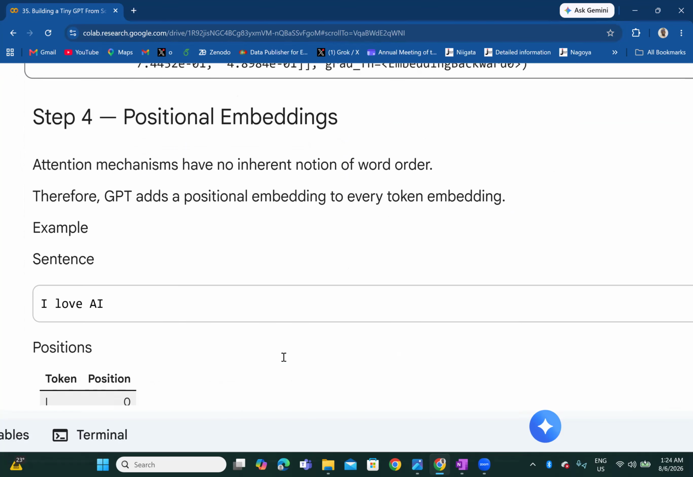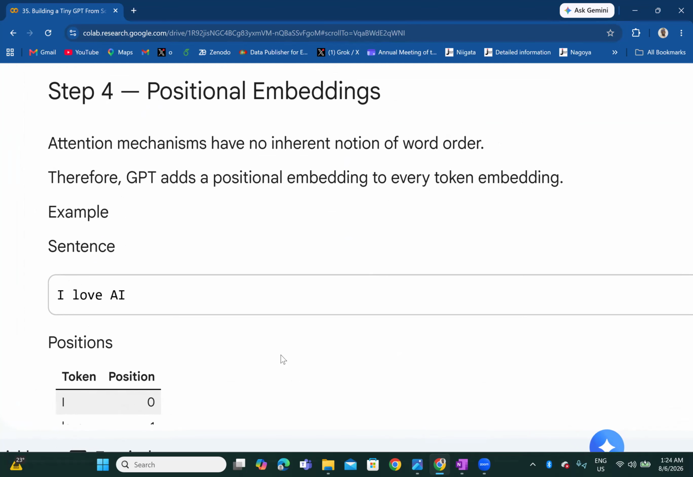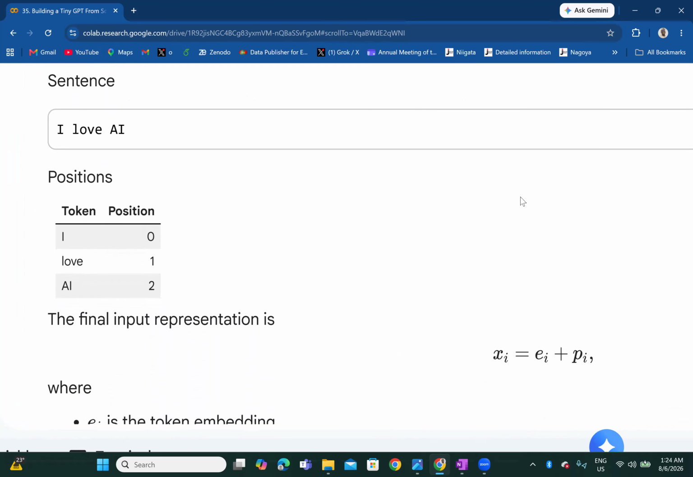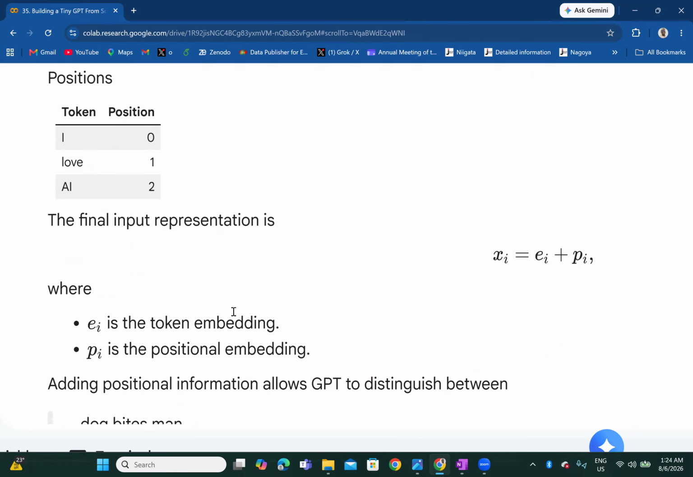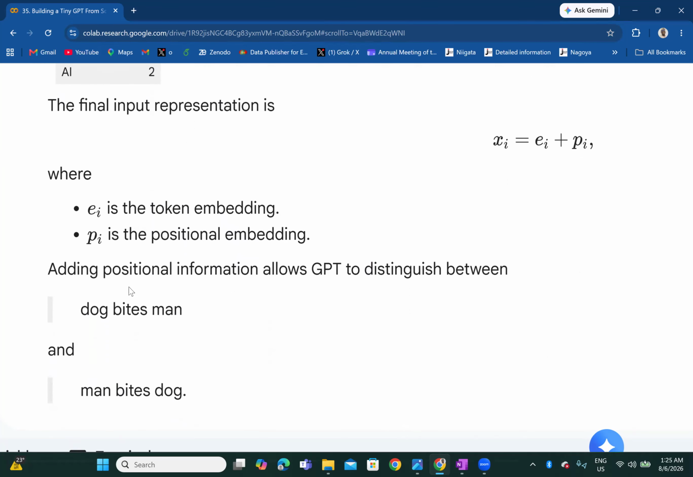Now, we go ahead to talk about positional embeddings. Attention mechanisms have no inherent notion of word order, right? Therefore, GPT adds a positional embedding to every token embedding. In the sentence we've been playing with, I love AI, I is 0, love is 1, AI is 2. The final input representation is then xi equals ei plus pi, where ei is the token embedding and pi is the positional embedding. Putting the embedding of the token and its positional embedding together makes more sense.